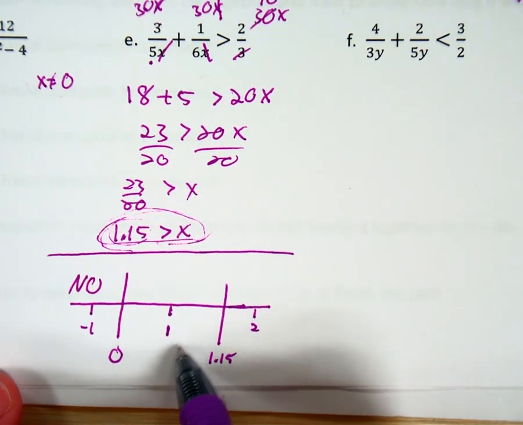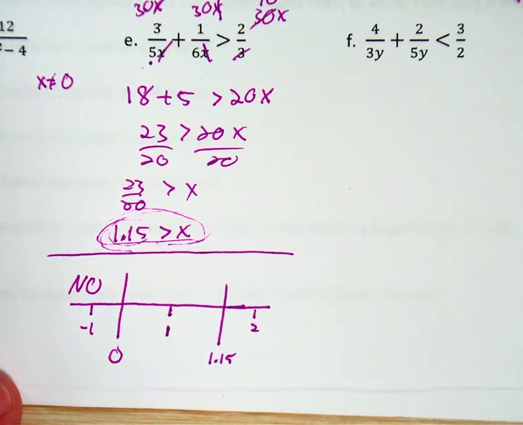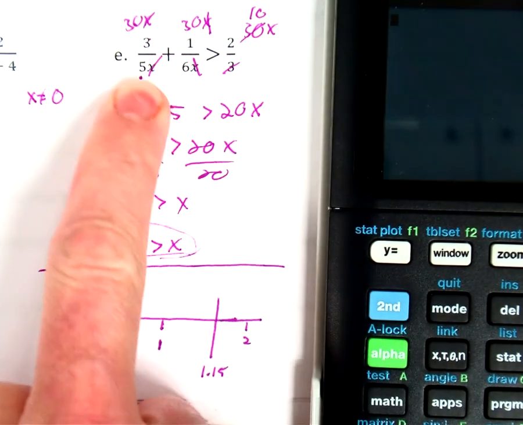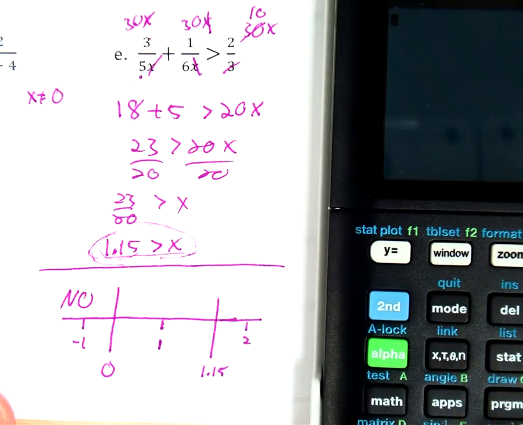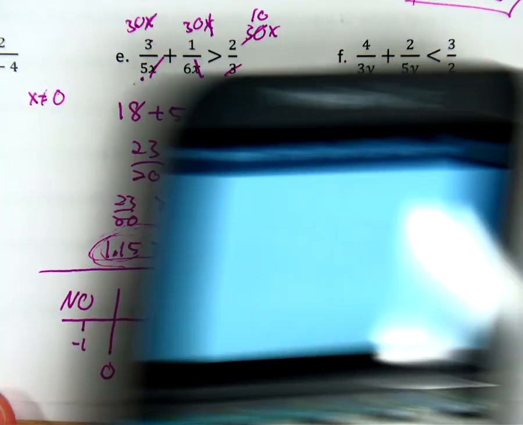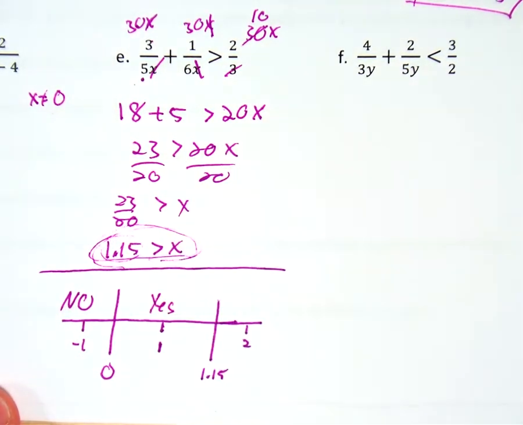What about 1? 3/5 plus 1/6. Is that bigger than 2/3? So I know that's 0.6 repeating. And this one's 0.6, so it really comes down to what that one is. Let's see, 3/5 plus 1/6, 0.76. Yep, it's bigger than that one. So the inequality would work, yes, for number 1, for 1.